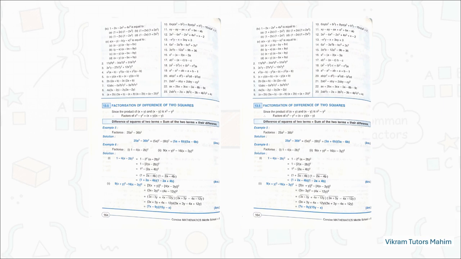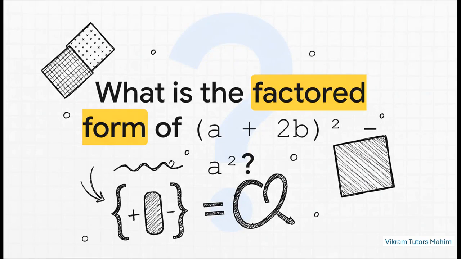This is where this tool really shines. Your a and b aren't just single letters anymore. They're whole expressions in parentheses. But you know what? The pattern doesn't care. It's still just something squared minus something else squared. The rule works exactly the same way. How awesome is that?